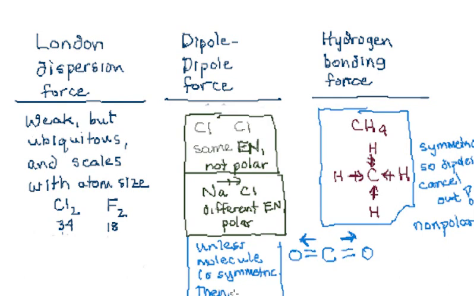If it's perfectly symmetric, then it can be nonpolar. So for some molecules, you'll have to do Lewis structures, figure out what the shape of the molecule is, and that will help you decide, is symmetry even possible? And that will tell you if it's got dipole-dipole force, and that can tell you what you can expect for its melting and boiling points.